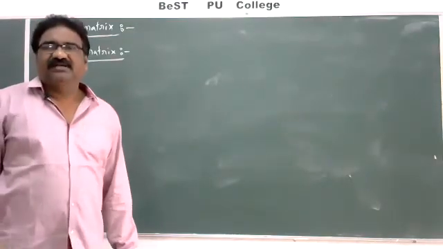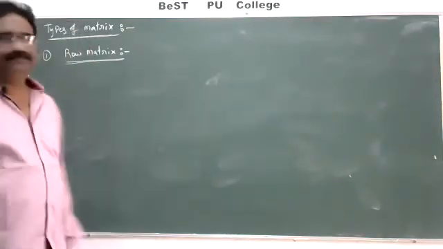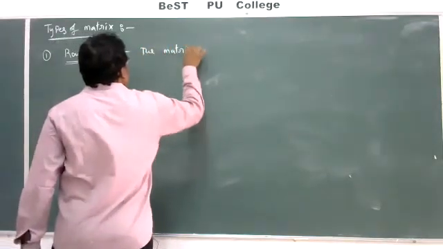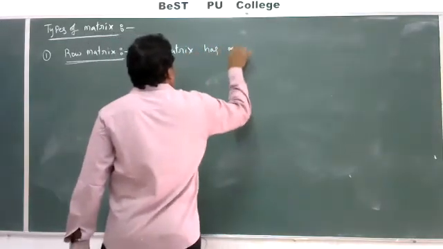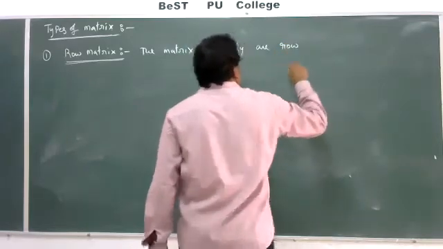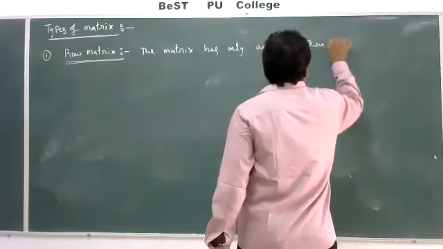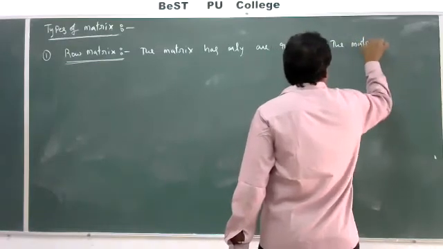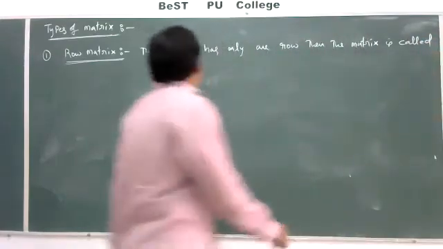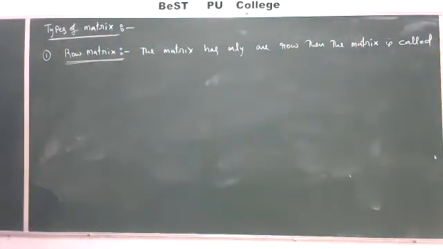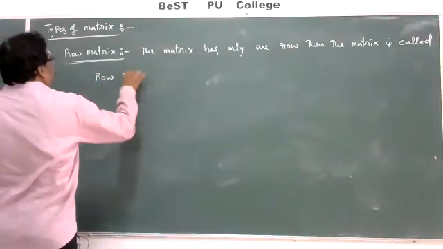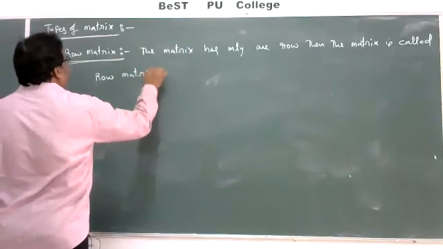In a matrix, if the matrix has only one row, then the matrix is called row matrix.